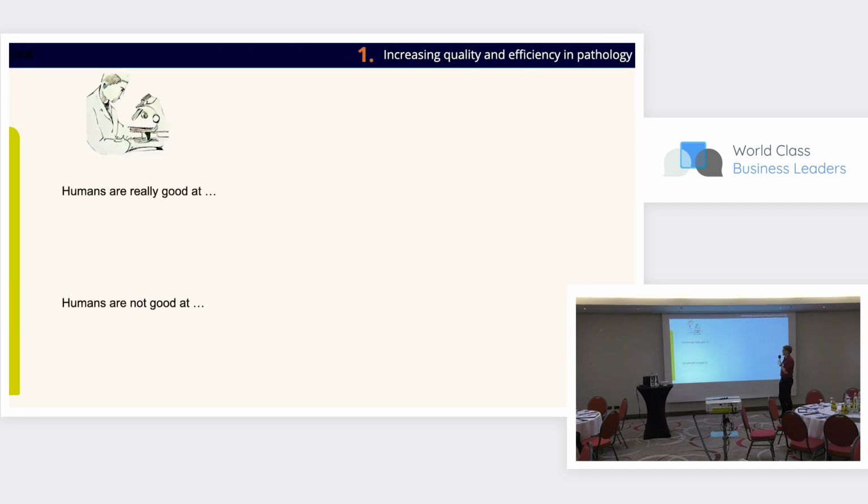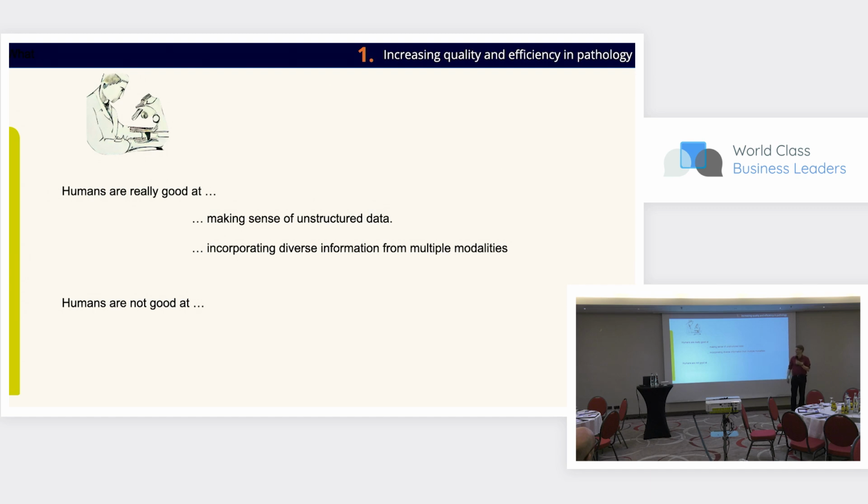Starting off with the first part. So what are humans really good at? Well, humans are really good at making sense of unstructured data. We just had a discussion at our table stating that the medical report will typically vary strongly from person to person, abbreviations vary and all these kinds of things vary from rater to rater. But still, we as humans have no problem with that. We can still make sense of that. Also, we can incorporate diverse information from multiple modalities. So we can include the lab results, we can integrate over all of this, to make sense of all of this.